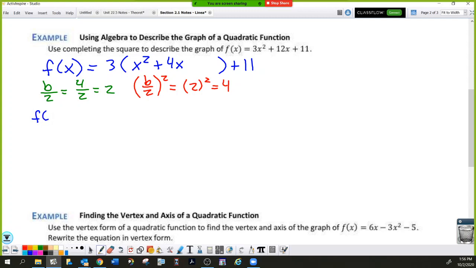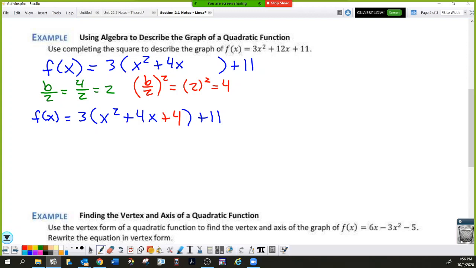So we say f of x equals 3, x squared plus 4x plus 4, plus 11. Great. See, if I put a plus 4 there, that set of parentheses will factor into one set of parentheses with an exponent of 2. The problem that we're having here is that I kind of just broke math because I just added a number to one side of the equation.